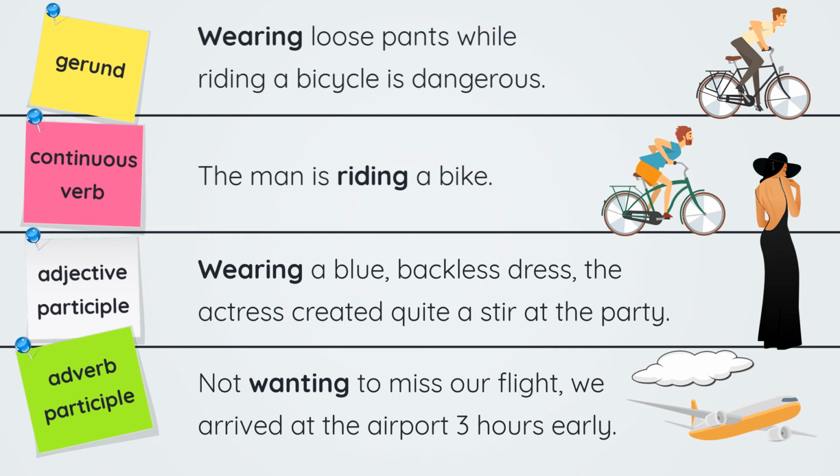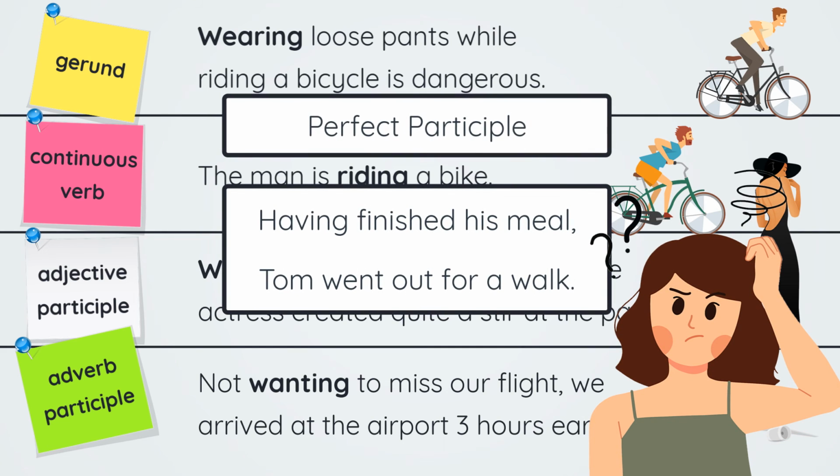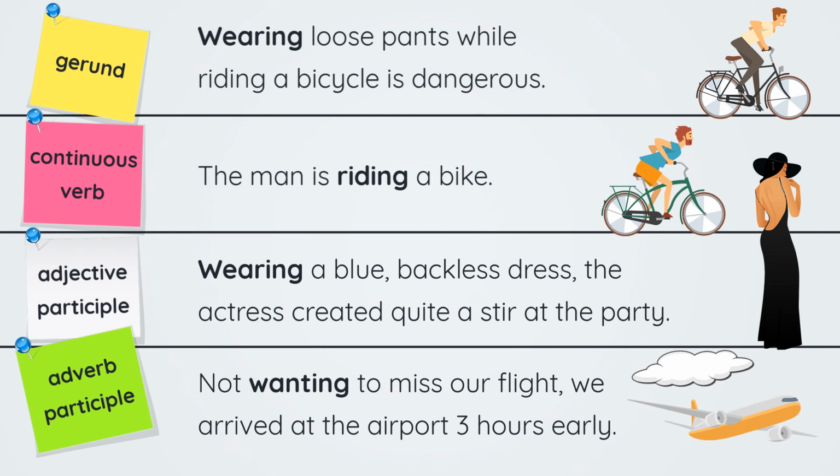Now, the most common one, and this is probably the most difficult structure, I guess you could call it, for a lot of people, is the perfect participle. "Having finished his meal, Tom went out for a walk." The having is again a participle. "After he finished his meal, Tom went out for a walk." Same idea. It's an adverb participle, a perfect participle.